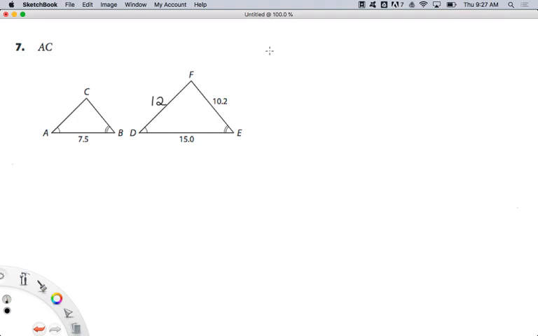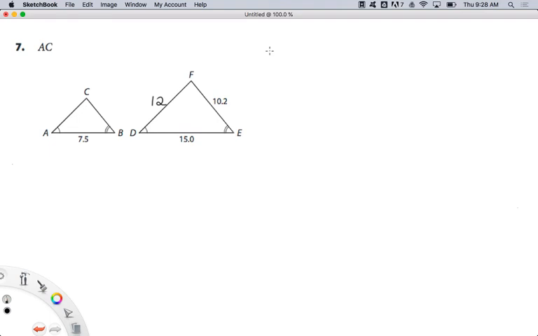Now, if I know that two triangles are similar, what do I know about the corresponding sides? They're the same ratio. Very good. They're proportionate. What does that mean? Well, corresponding sides are like this side corresponds to this side, that side corresponds to that side. So the ratios are the same between the two. Okay? So let's take a look.